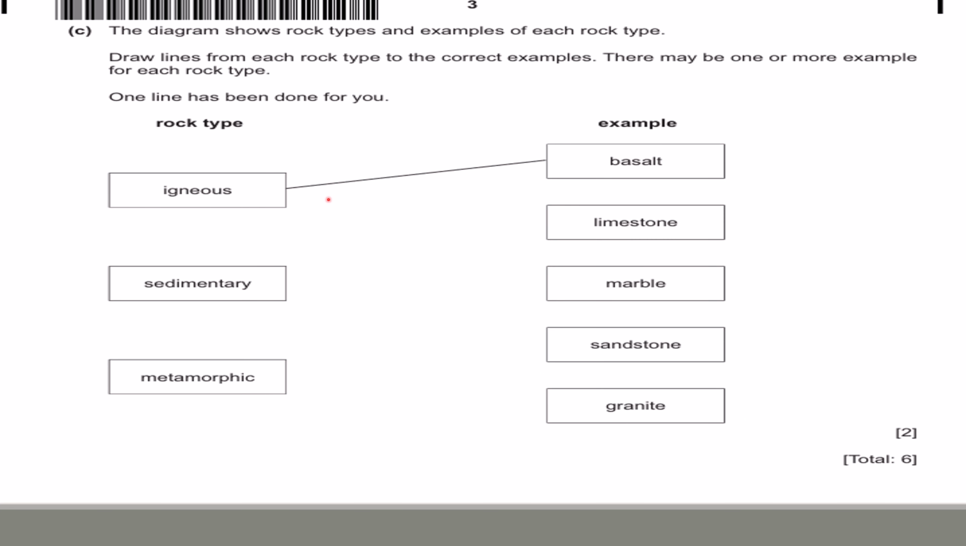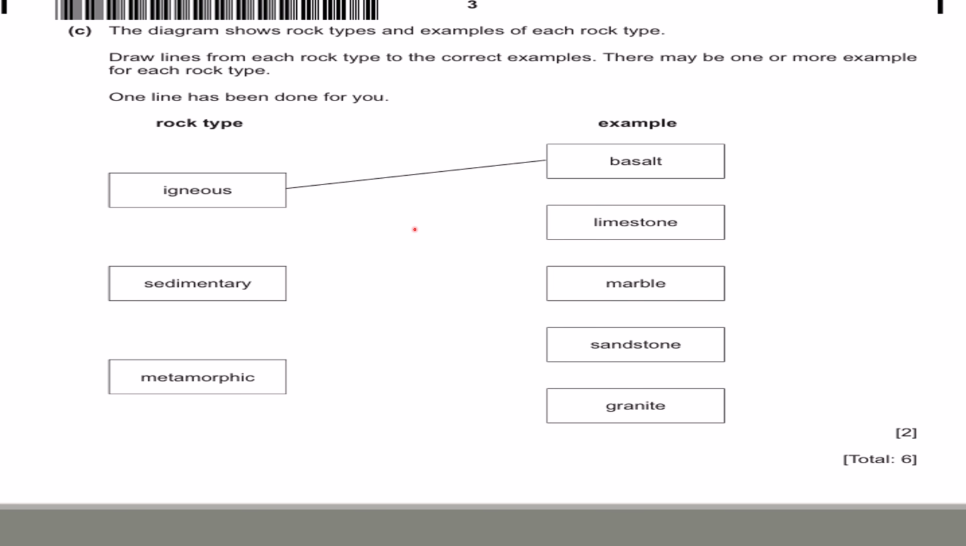This question is also part of question number 1, part C. This is a very common question type in Cambridge exams and is usually easy scoring if you understand the basic concepts. The question says, the diagram shows rock types and examples of each rock type. Draw a line from each rock type to the correct example. There may be one or more examples for each rock type.